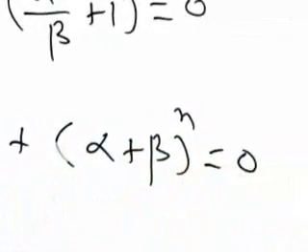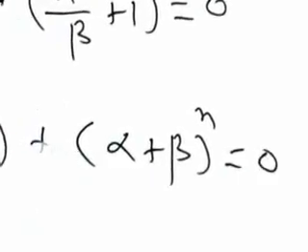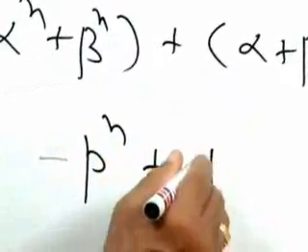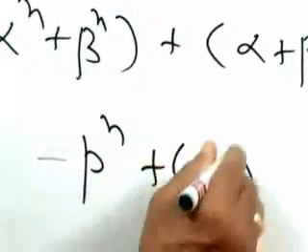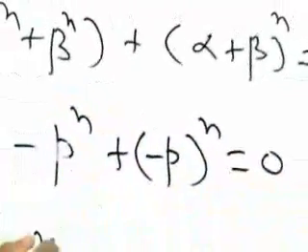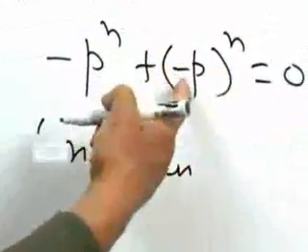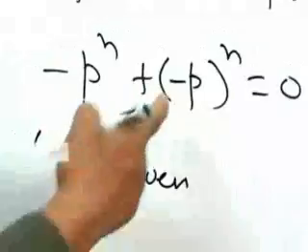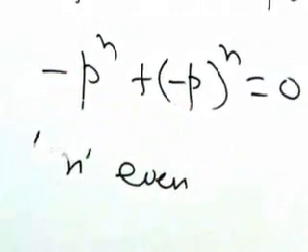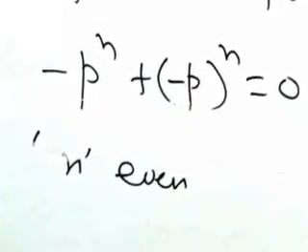I remove this common denominator beta to the power of n. This is nothing but minus p power n, which we have proved, plus alpha plus beta to the power of n, which is equal to minus p to the power of n. This is equal to 0. And this can happen only if n is an even integer. If it is an even integer, this will be a negative term which gets cancelled with this positive term, and hence n must be an even integer. Our choice 2 is correct.